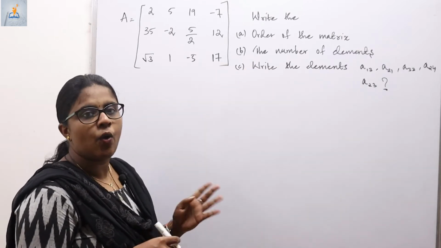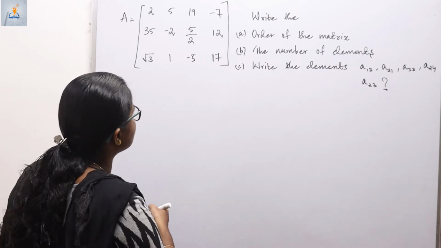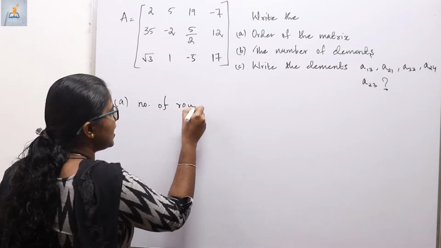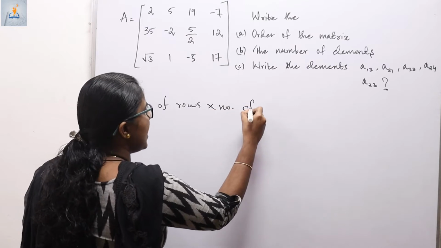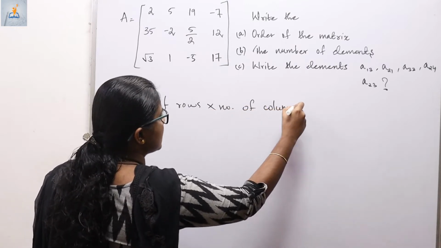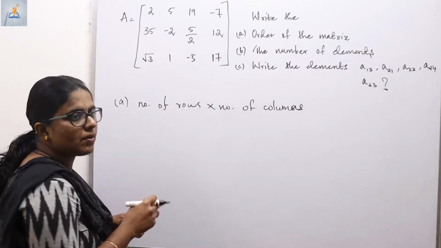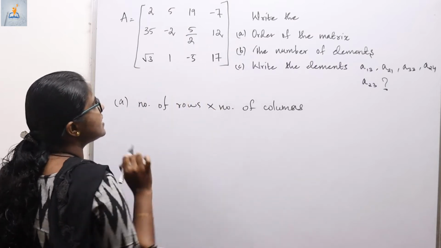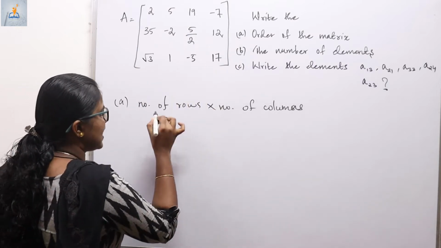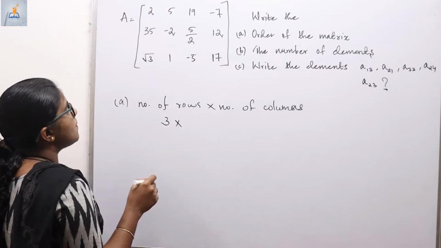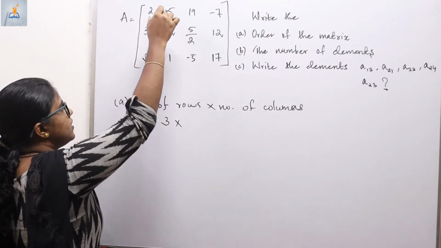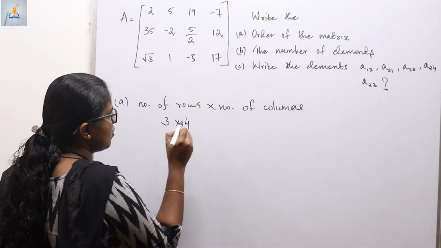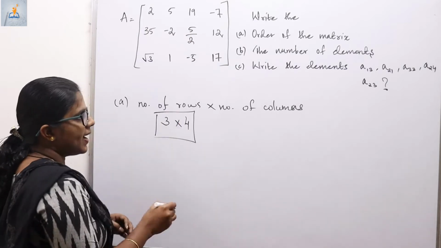And what is the order of this matrix? We know that the order of a matrix is number of rows by number of columns. And what are the number of rows in this particular matrix given? So this is the first row, second row and third row. So the number of rows is 3, by, and then what about the number of columns? The number of columns is also 1, 2, 3 and 4. So there are 4 columns. So the order of the matrix is 3 by 4.